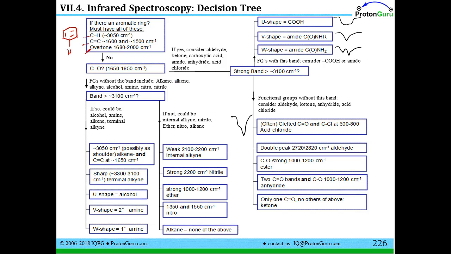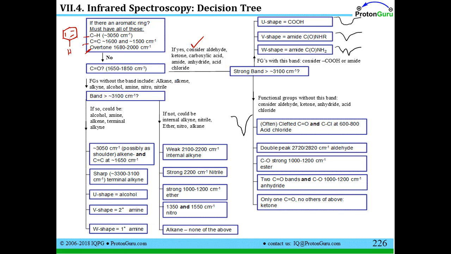One of the most prominent features in infrared spectra where these groups are present is the CO double bond stretch. This stretch occurs between 1650 and 1850, generally right around 1700 in an infrared spectrum. If you see that in the spectrum, it's important to consider whether you might have an aldehyde, ketone, carboxylic acid, amide, anhydride, or acid chloride.